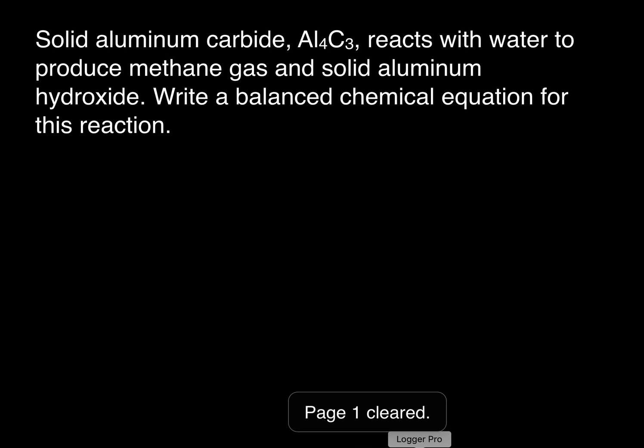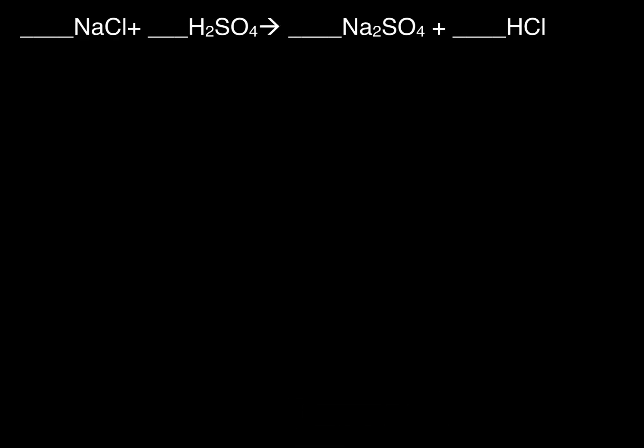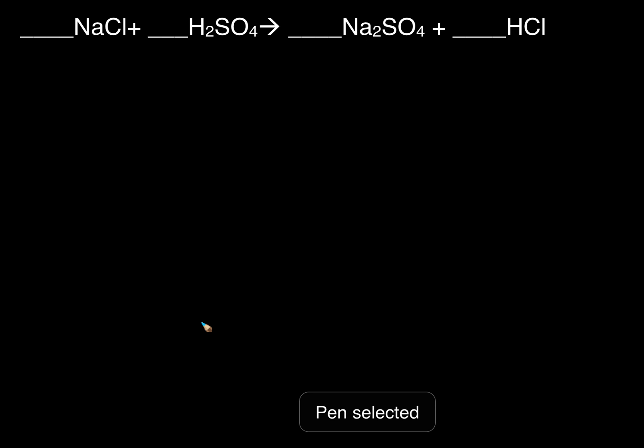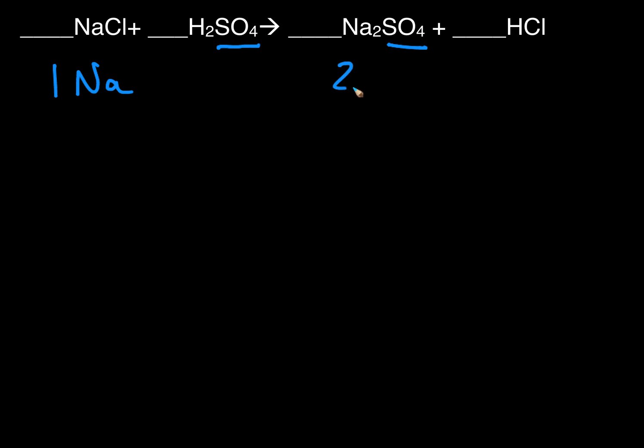And then our last example here. Okay, so now I see I have some polyatomic ions. I have a sulfate on the left side and a sulfate on the right side. So they both have 1 sulfate apiece, so we don't have to balance that. Sodiums, we'll start with our sodium. We have 1 sodium on the left, and we have 2 sodiums on the right.